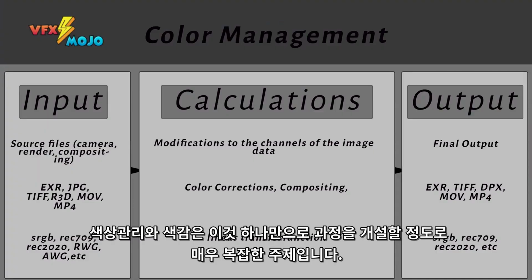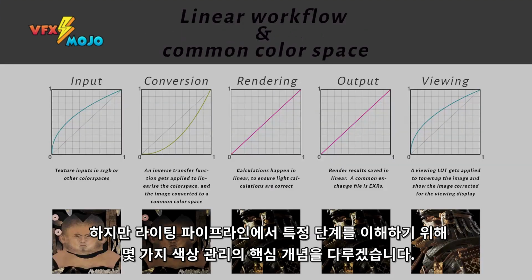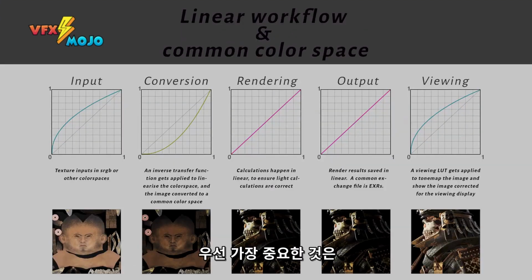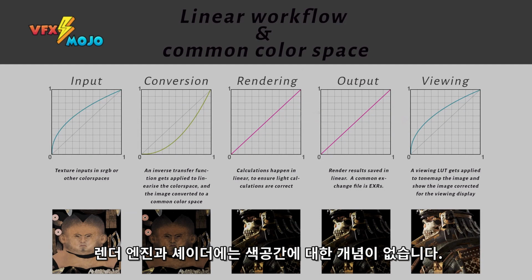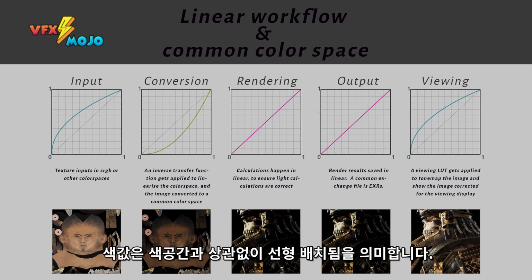Color management and color is a highly complex topic worth its own course. But to understand certain steps in the lighting pipeline, we will cover a few key concepts of color management. First of all, what it all boils down to: render engines and shaders do not have a concept of what color space is. What this means is the algorithm of a renderer or shader will treat incoming color values equally and color values linear, regardless of which color space they are in.